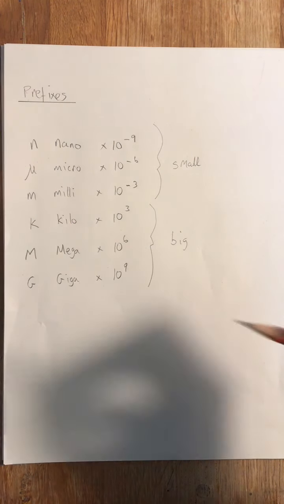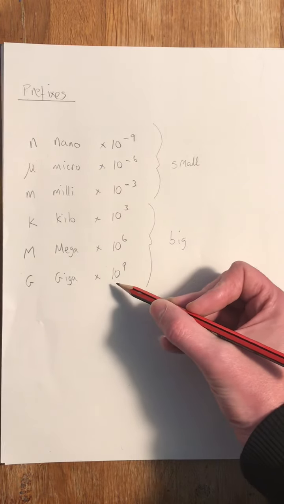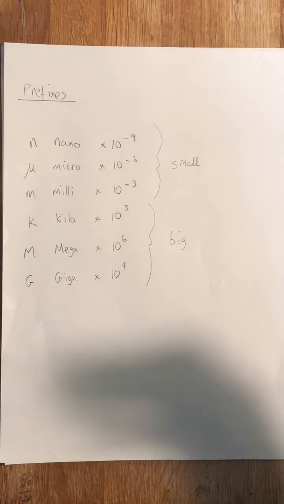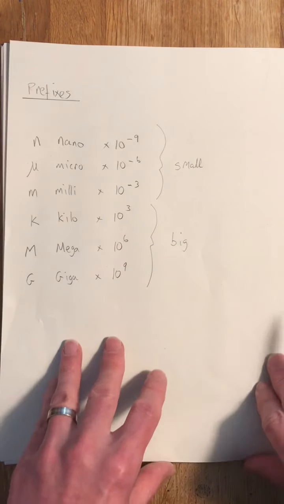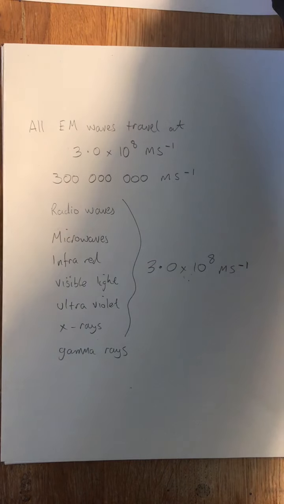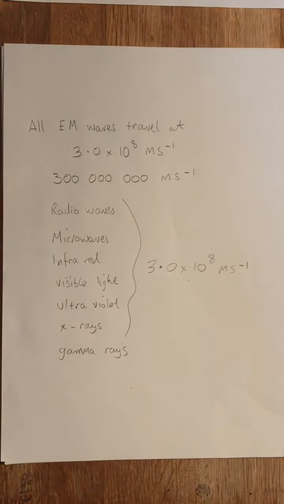And then we have 1,000 million, which is giga. Giga is times 10 to the 9, so that's 9 zeros onto your number, 1,000 million. So that's your prefixes. We use them throughout the National 5 course and beyond.